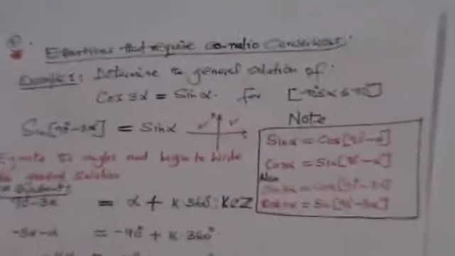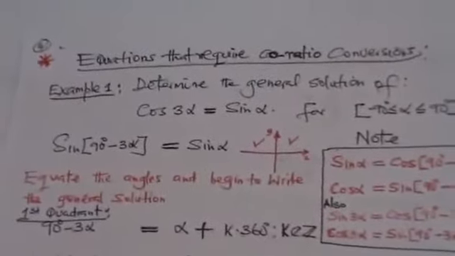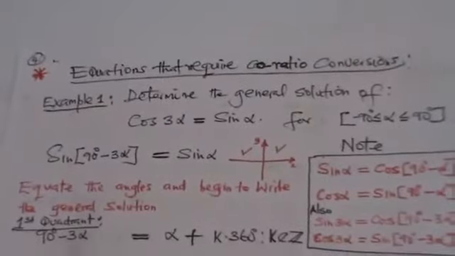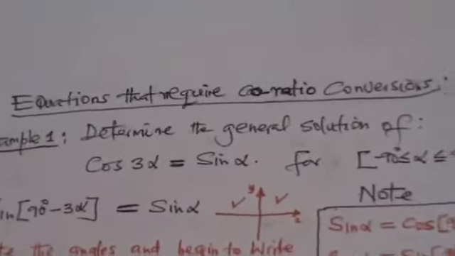Welcome to the fourth slide. Still under general solution questions, we are looking now at the second category of general solution questions: equations that require co-ratio conversions.